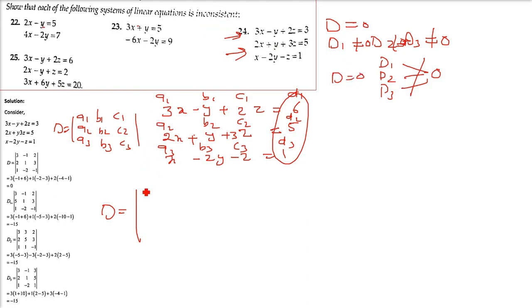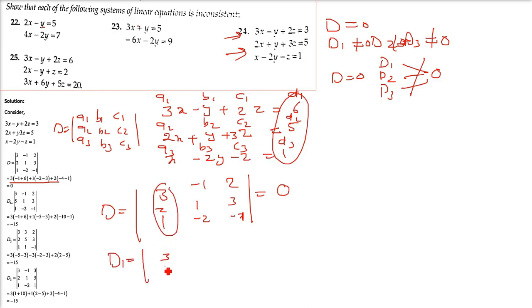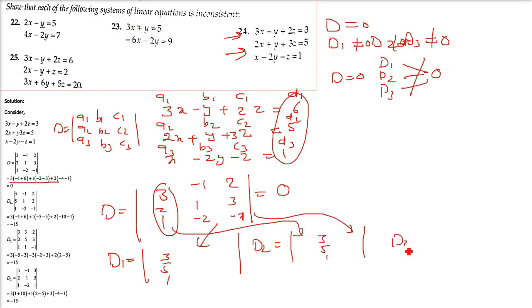So let us give you the idea what you have to do here. So this is 3, 2, 1, a1, a2, a3, minus 1, 1, minus 2, that is b1, b2, b3, and c1, c2, c3 is 2, 3, minus 1. Now this has to be replaced in the determinant. I hope you will be able to do it. D will be 0. D1 will be what? 3, 2, 1 has to be replaced by 3, 5, 1. There is a slight change, right? And in D2, the second column has to be replaced by 3, 5, 1. In D3, we have to replace the third column by 3, 5, 1.